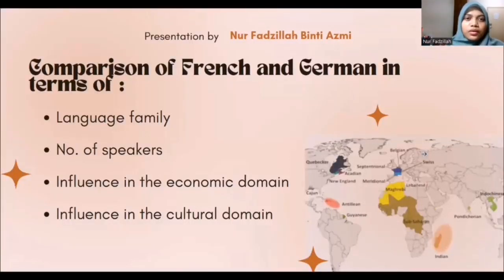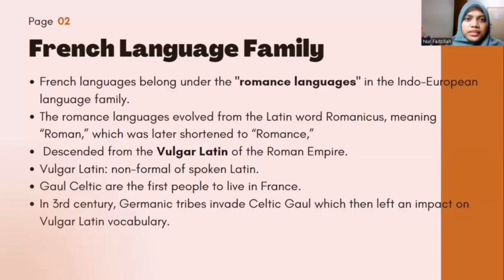Today I will be presenting a comparison of French and German in terms of language family, number of speakers, influence in the economic domain, and the cultural domain. Firstly, we will look at how French and German are different in terms of language family.